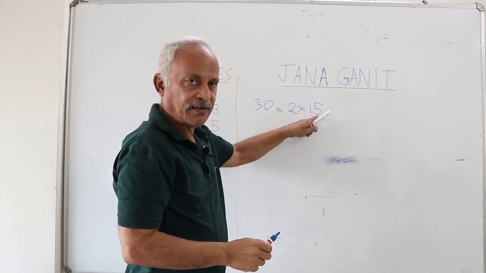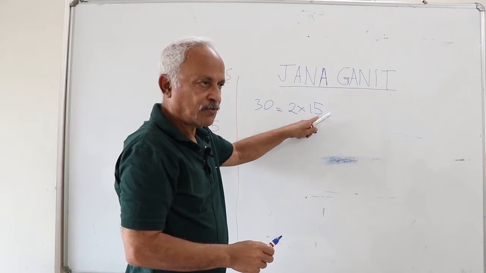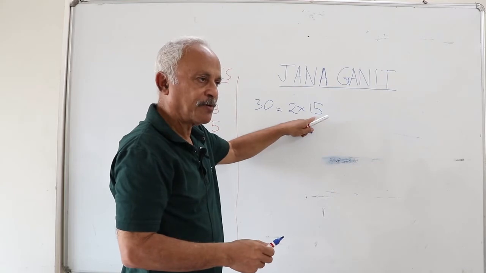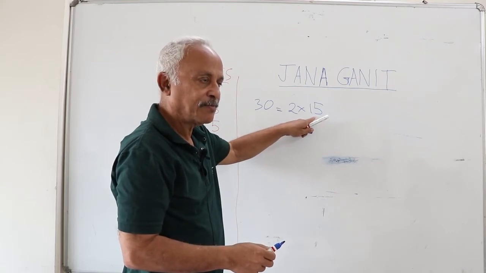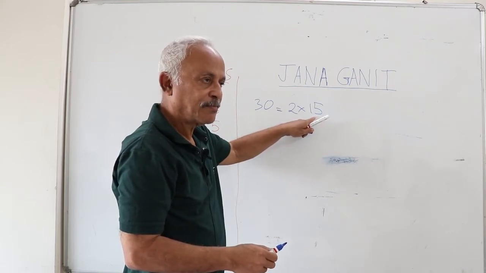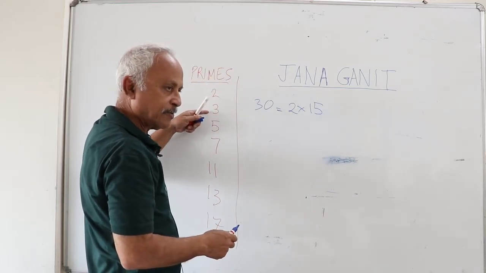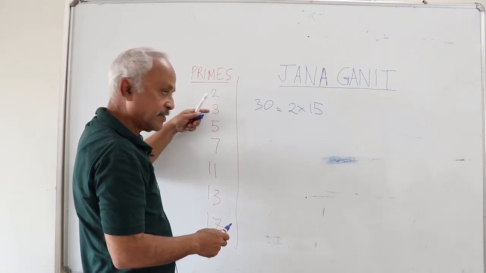Can I divide 15 by 2? No. So I take the next prime number, and I divide 15 by the next prime number. What is the next prime number? I can't divide by 2 now. Now I go to the next prime number, which is? 5. No, the next prime number is 3.